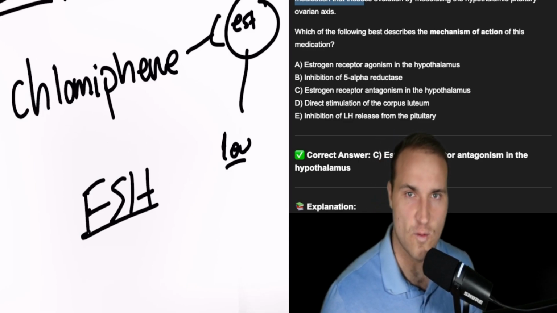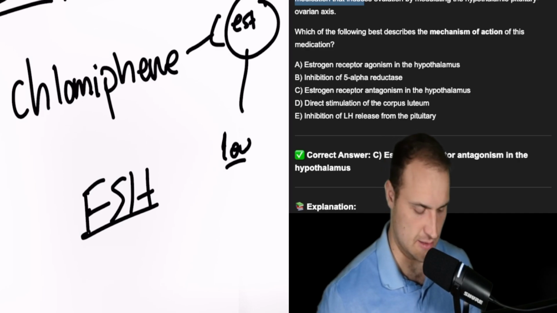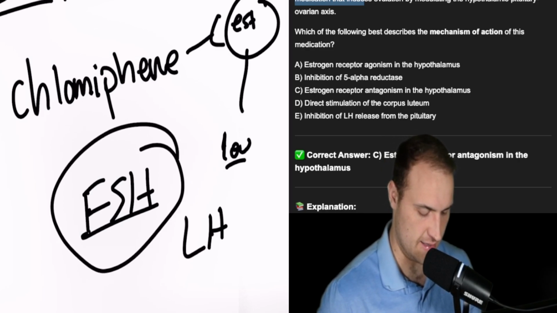And the result is you get more follicles that mature. And so ovulation is induced, and that's essential for conception, right? And that will increase your chances of pregnancy. So you get more FSH and you get more LH when you give clomiphene.